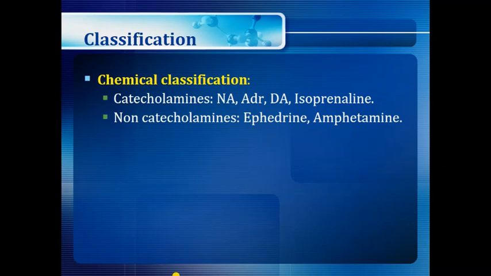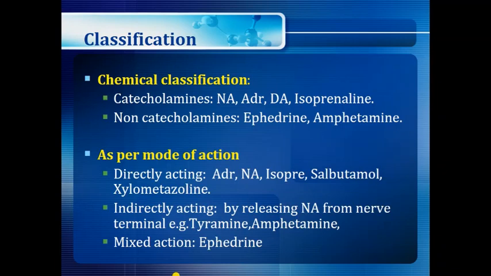Now we see the classification of adrenergic drugs. Adrenergic drugs can be classified in different ways. First we see the chemical classification. Chemical classification is based on the chemical structure of the compounds. Based on the chemical structures, these agents are divided into catecholamines and non-catecholamines. Catecholamines are the drugs which have a catechol nucleus in their chemical structure, which include adrenaline, noradrenaline, dopamine and isoprenaline. While non-catecholamine drugs are ephedrine and amphetamine.